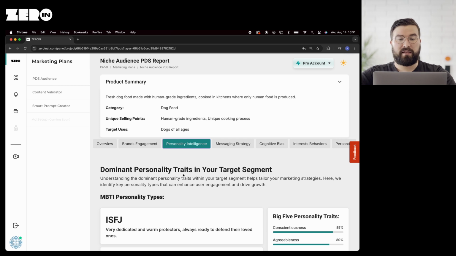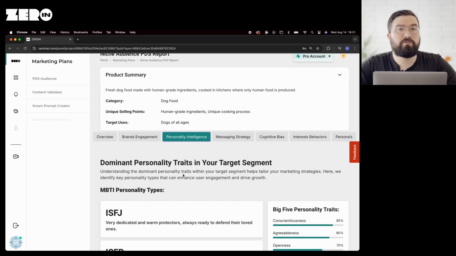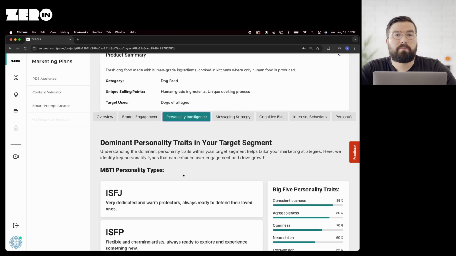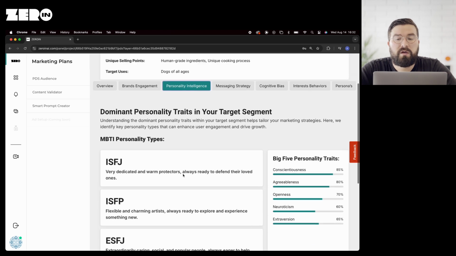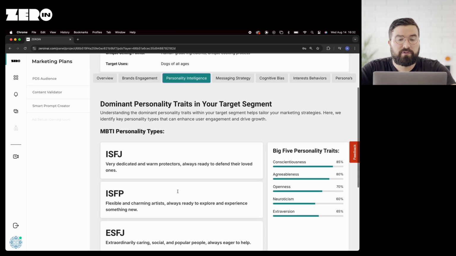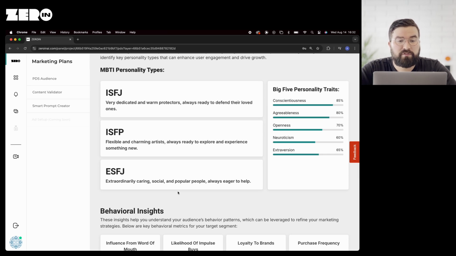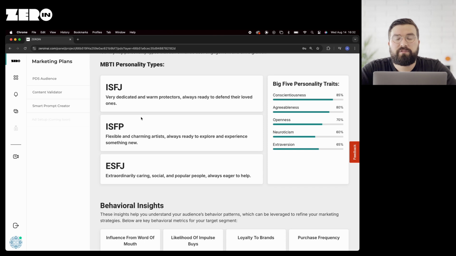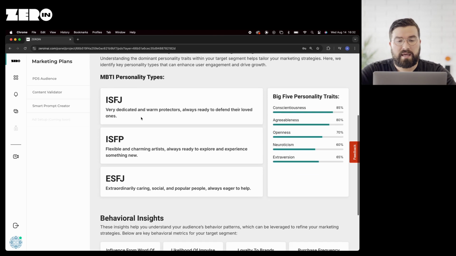Next, we'll look at personality intelligence. So these are the dominant personality traits for this niche audience. And this looks at things like Myers-Briggs indicators, which is a very specialized test that helps you understand deep insights about our unique personalities and all those big personality traits that change depending on the types of audiences and the types of people you're looking for. So it looks like the top personality type for this is ISFJ, and I'll give an example of that one. Very dedicated and warm protectors. They're always ready to defend their loved ones. So from a personality standpoint, you're really able to get that bird's eye view of what are the key personality types in this audience.